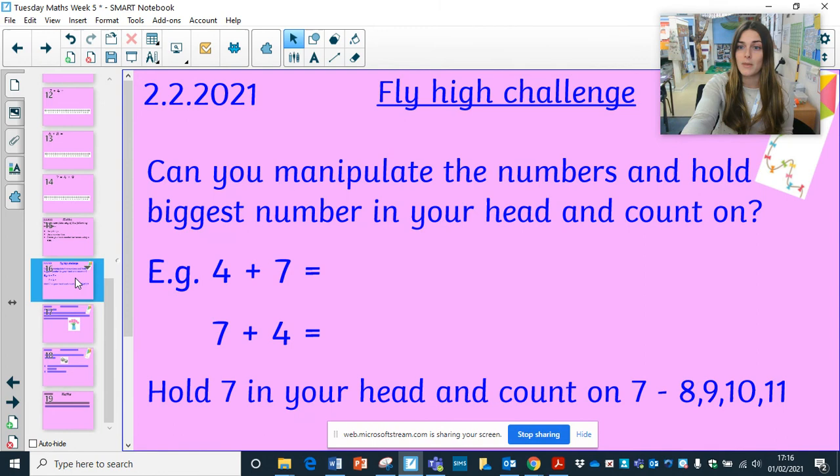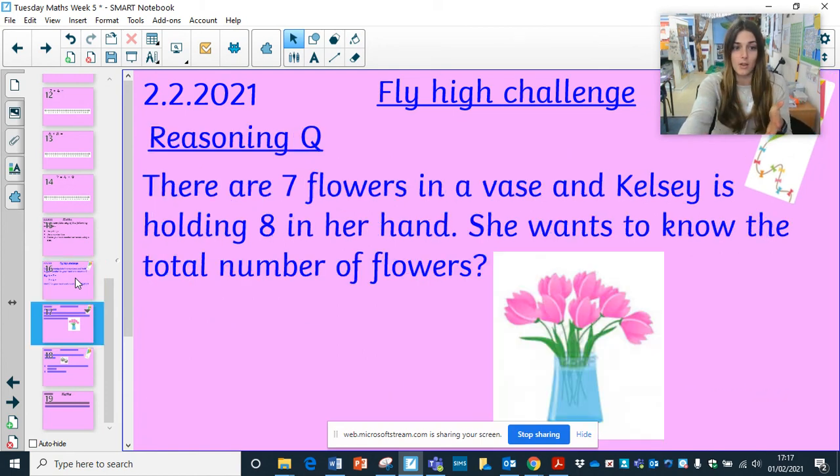So here it says, can you manipulate the numbers and hold the biggest number in your head and count on? So put that biggest number first. There's an example here, 4 add 7. Just swap those numbers around, okay, just to make it easier and more efficient. And then here it says, hold 7 in your head and then count on 4. So there's some examples there.